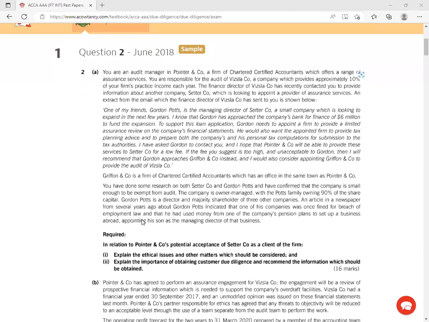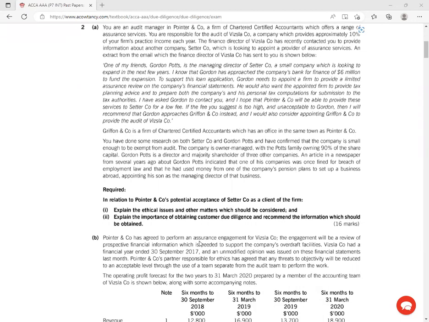Imagine setting up a business abroad and using money of retirees, pension money. You're taking this money abroad. So chances are, when you hear this kind of an arrangement, there could be a possibility of money laundering. Run away from this business. Run away. Appointing his son as the managing director of that business. So in relation to the Port and the company's potential acceptance of Theta Company as a client of the firm, explain ethical issues and other matters which will be considered.